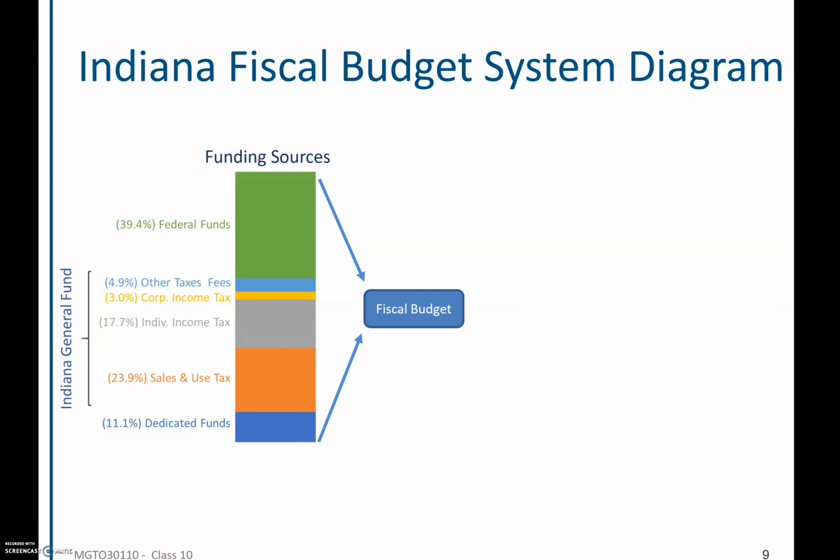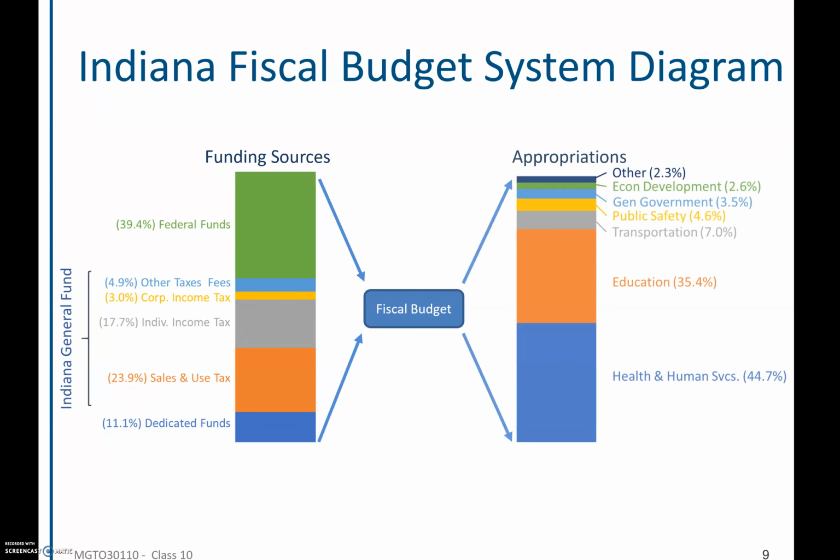So in funding sources, mapping out the flows visually allows us to see patterns. Here we can see that almost 40% of our budget comes from federal dollars, and another almost 11% or so comes from dedicated funds. These are things that are earmarked for specific uses, like lottery funds, etc. And the part that the Indiana Budget Office is focused on is this general fund, which, as you can see, is dominated by sales tax, individual income tax, corporate income tax, and that sort of thing.